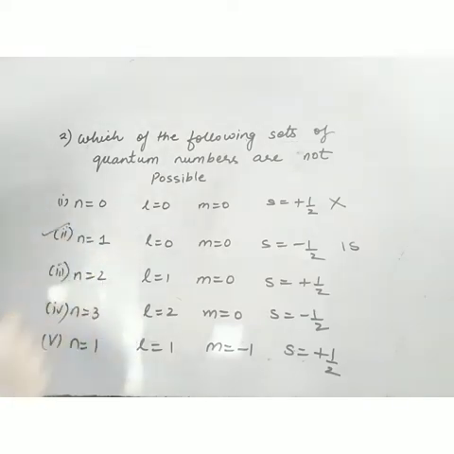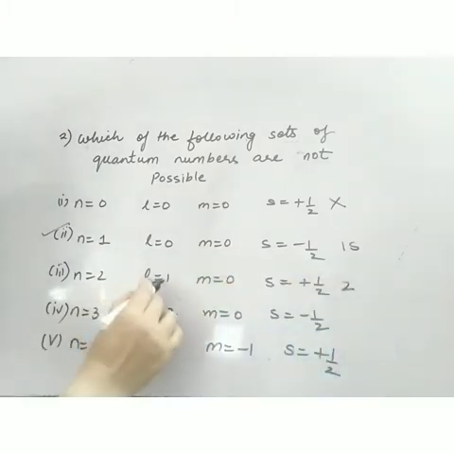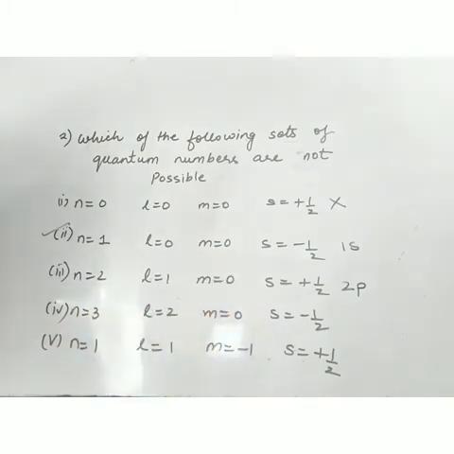The third is n is 2. Now L is 1. L is 1 means it is P. Now if L is 1, m can have 0 value. And I told you in the previous video that if m is 0, it will be 2pz. And spin quantum number is also plus half. So this set is also possible. The next is n is 3. So I will write here 3. Now L is 2. For L is 2 we use D. Now if L is 2, m can have the value of 0. So if m is 0, in the previous video we learned that it is dz square. And spin quantum number is also correct. So this set is also possible.